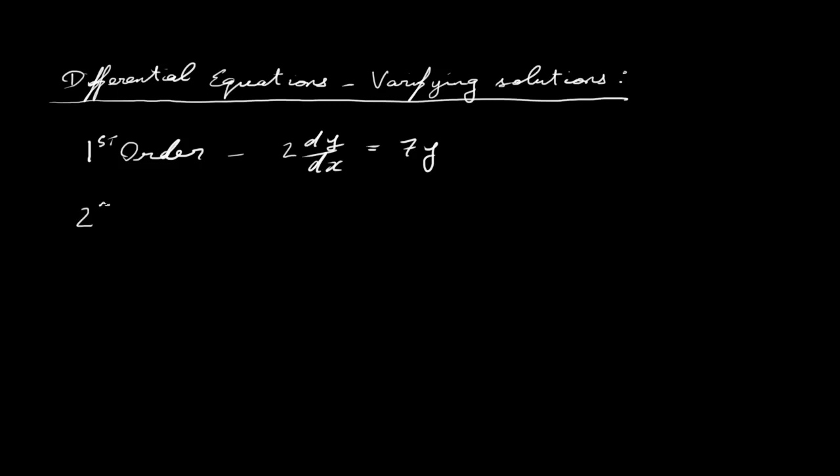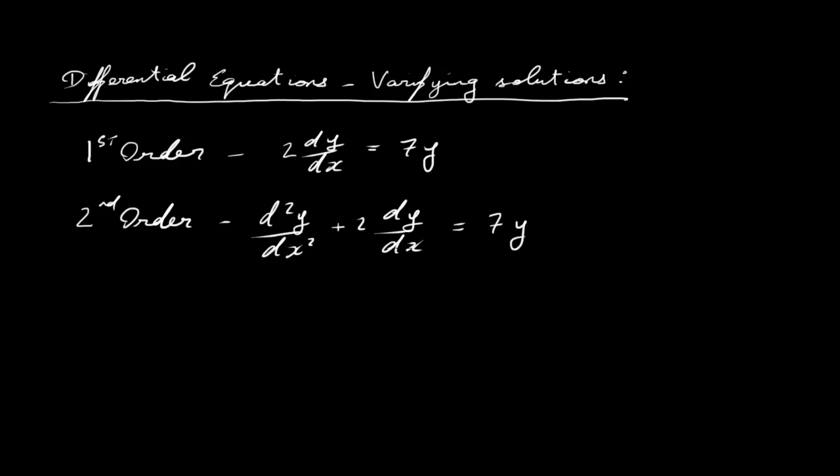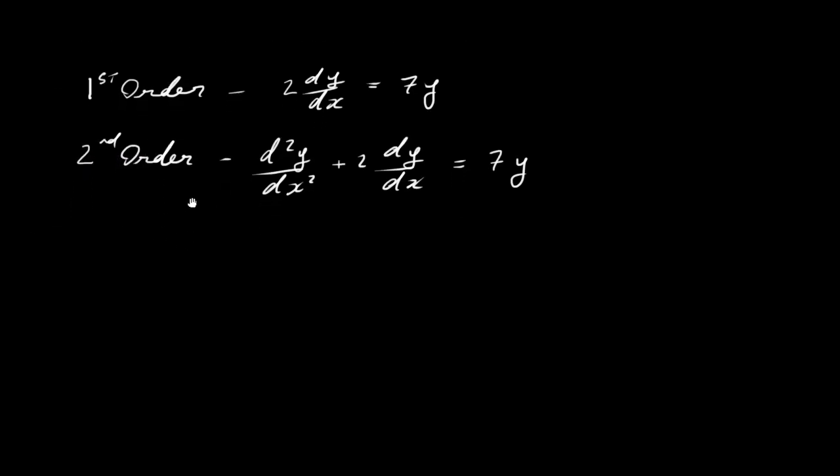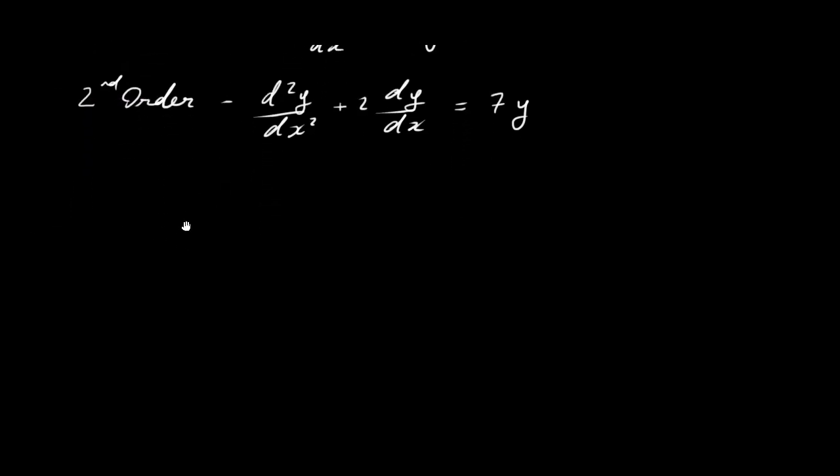A second order differential equation will look something like this. It'll have a d squared y over dx squared in it, dy dx here, and let's say that's equal to something like 7y. So this would be classed as a second order differential equation because it has a second differential of some function y in it. This one also has a first differential, and it has the function here, 7y, as well. Okay, so that's what first and second order differential equations will generally look like.